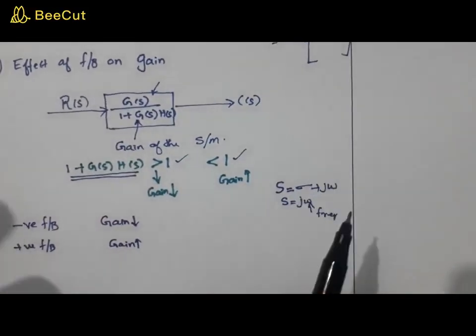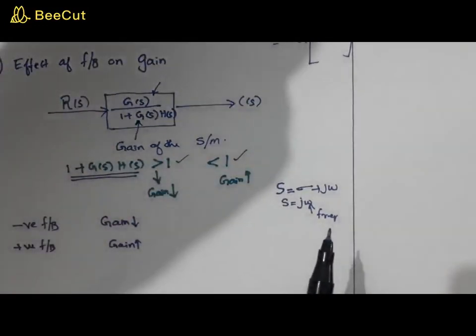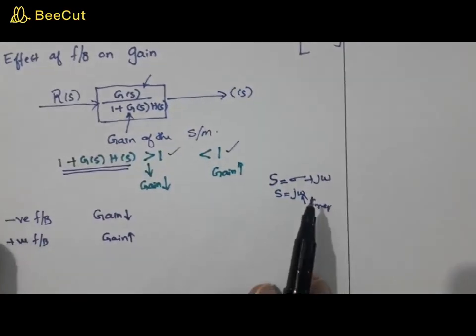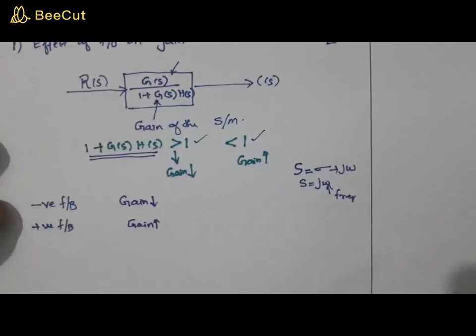Since a closed loop system has feedback, this particular nature can be visible in a closed loop system, but you cannot find such an impact in an open loop system.